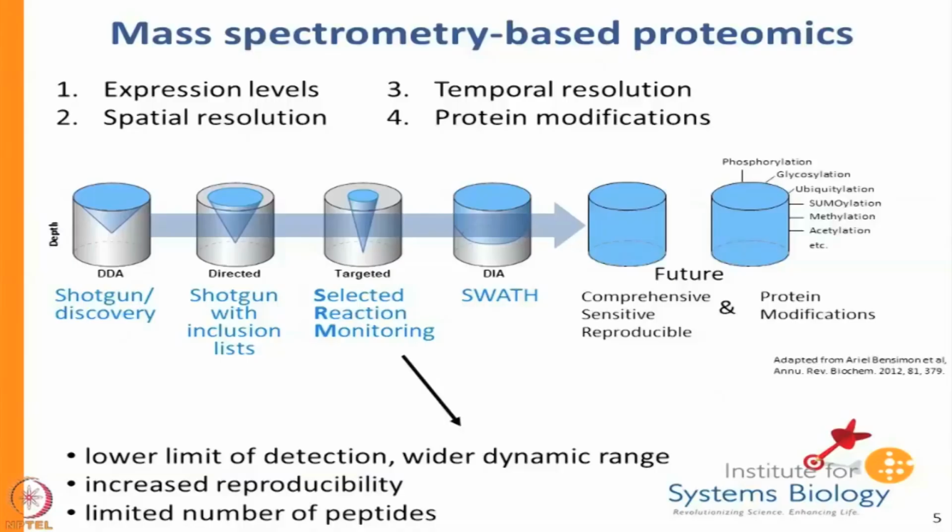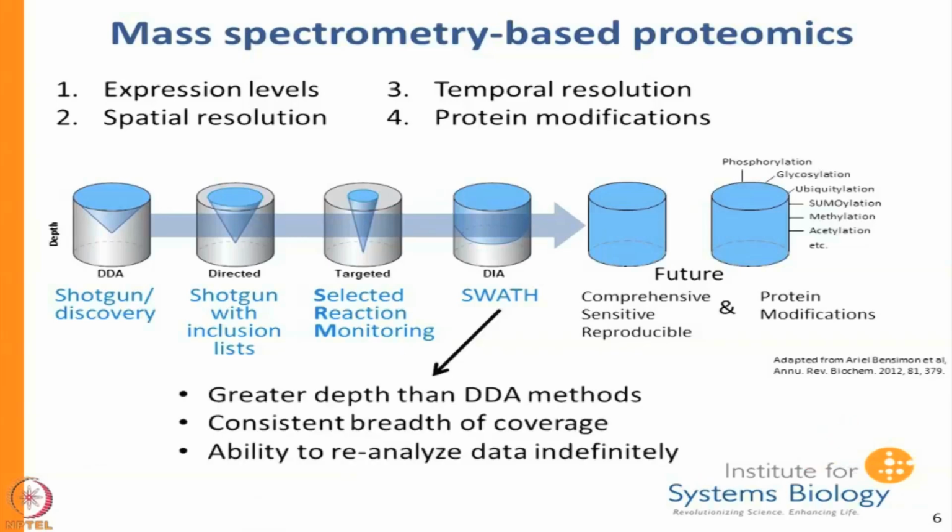With SWATH, basically you're taking chunks, and I'll go through how we decide to do that, big chunks of M to Z ranges, which contain hundreds and even potentially thousands of peptides, and you fragment them all. So you have fragmentation information on pretty much everything in your sample. Right now you're only limited by the sensitivity of the instrument. Obviously in the future we'd like to be able to analyze every peptide in the entire proteome, plus any post-translational modifications, but it's not clear how we're going to get there, and we're certainly not there yet.